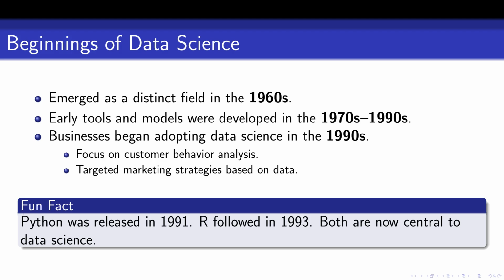A fun milestone in the development of the field came with the release of Python in 1991 and R in 1993, two programming languages that are now fundamental to data science practice. This historical context helps us appreciate how data science evolved from a niche area of study into a critical business asset.